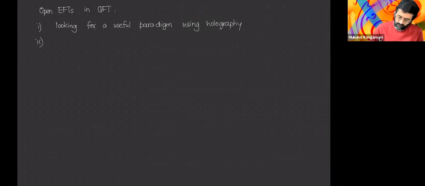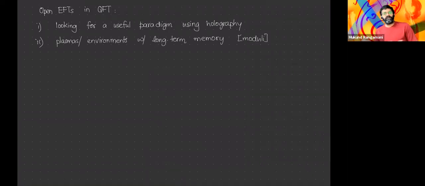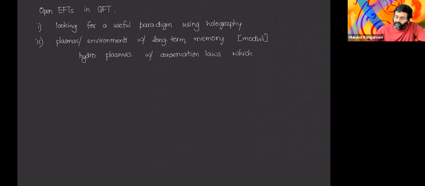And second is, I'm concerned with systems, or as I said, plasmas or environments, with long-term memory. So they have moduli, or if you like, they just have very long-lived modes that don't disappear. So when you try to integrate out the plasma, your effective action for the probe system retains non-local effects coming from the fact that you've integrated out very massless modes. And here, the paradigm I want you to keep in mind is, think of hydrodynamic plasmas with conservation laws which give long-lived hydromodes.